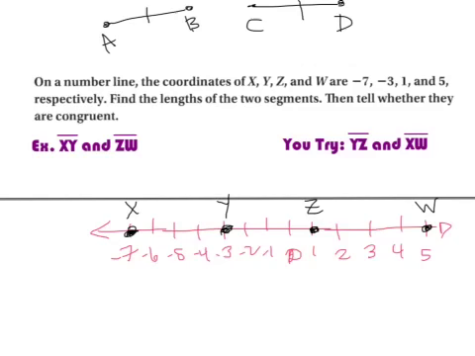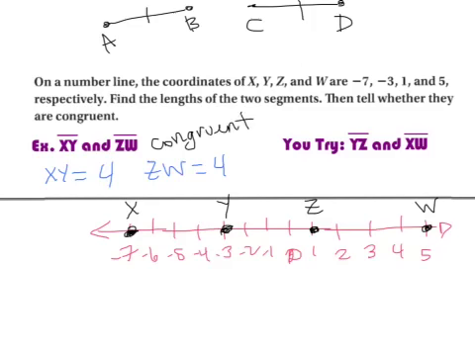Okay, so segment XY. To find the length of segment XY, if I just use my number line and count, I have 1, 2, 3, 4. So the length of XY is 4. And the length of ZW, again, I can use my number line and just count it out. 1, 2, 3, 4. The lengths are the same, so I know that yes, these are congruent. Or I could throw in a congruent symbol.